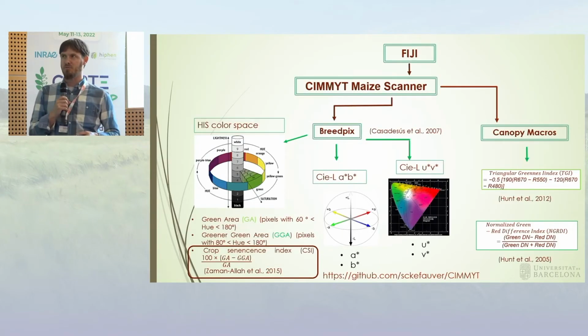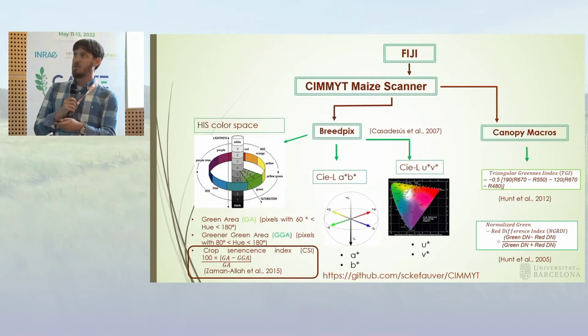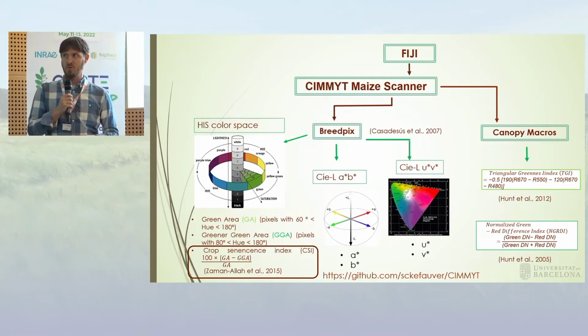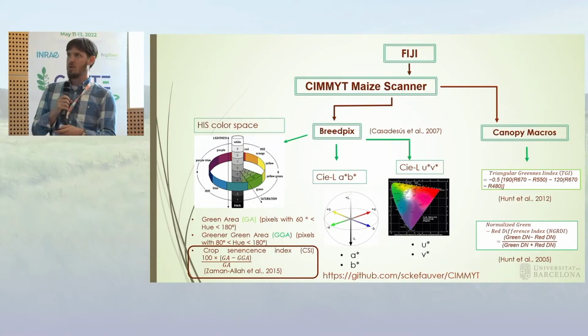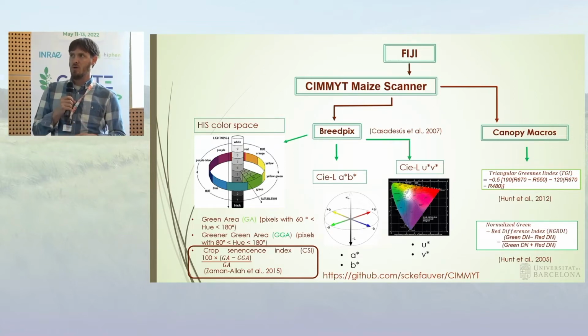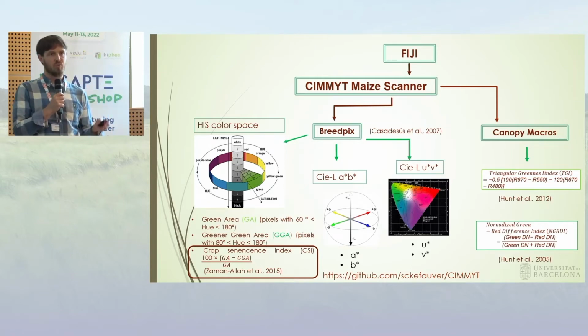So this was the first concept for our MaizeScanner. It was a collaboration with CIMMYT. And there were these general tools that we put in that we thought maybe would be useful for people. People had asked us for access to this really old set of codes developed by Casa de Sus called BREPIX, and some extensions of them by some of our collaborators in Zimbabwe, the crop senescence index. So we put together these general tools.